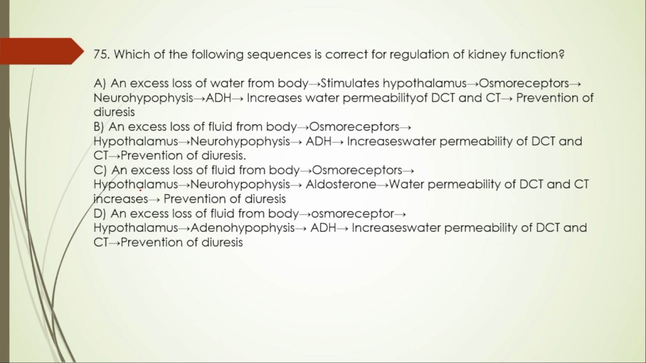Next, 75th one. Which of the following sequence is correct regulation of kidney function? A. An excess loss of water from body stimulates hypothalamus, osmoreceptors, neurohypophysis, ADH, increases water permeability of DCT and then CT, prevention of diuresis. And then B. Excess loss of fluid from body, then the osmoreceptor, the next hypothalamus, next neurohypophysis, ADH, the next increases water permeability of DCT and then CT, prevention of diuresis. So this one is correct.